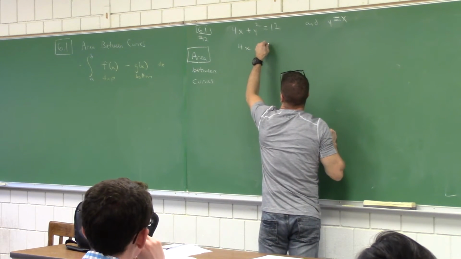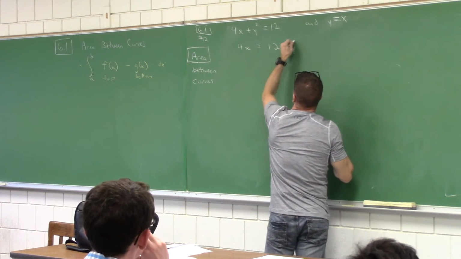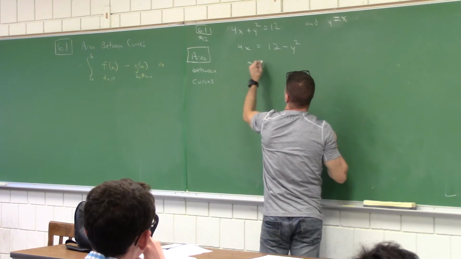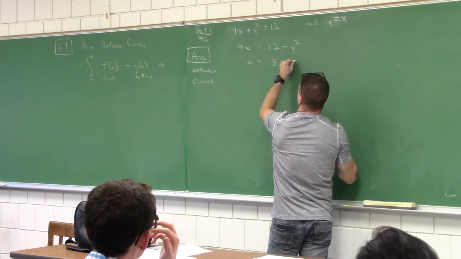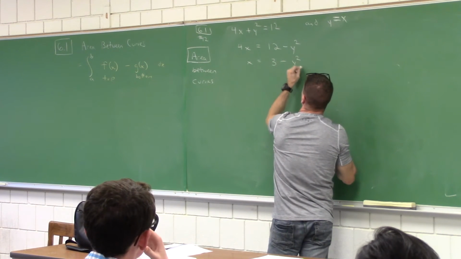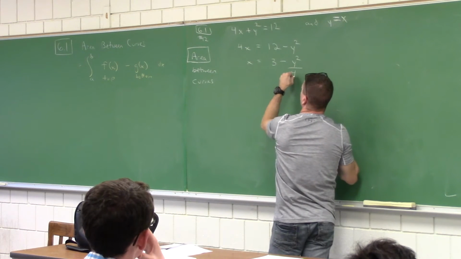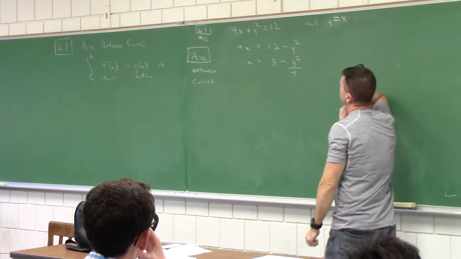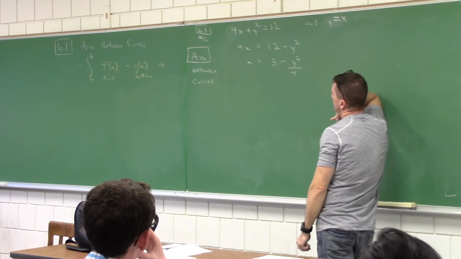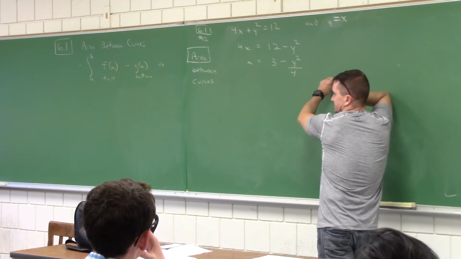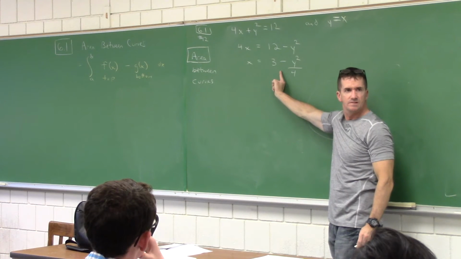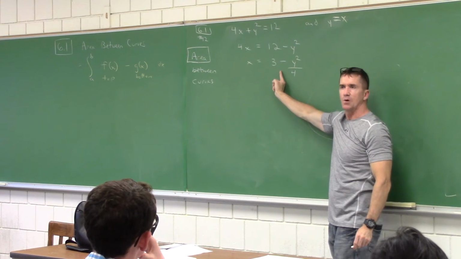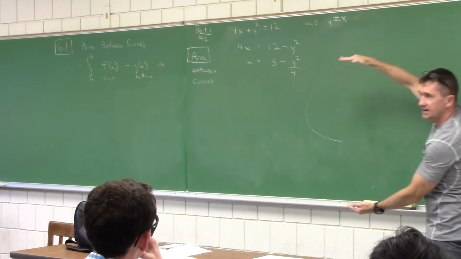We get 12 minus y squared, what will x equal? What's 12 divided by 4? 3 minus y squared all over 4, right? Well, these things open up like this when it's x equals y squared, but isn't that x equal to a negative y squared? So how do you think this thing will open up? It's going to look like this.